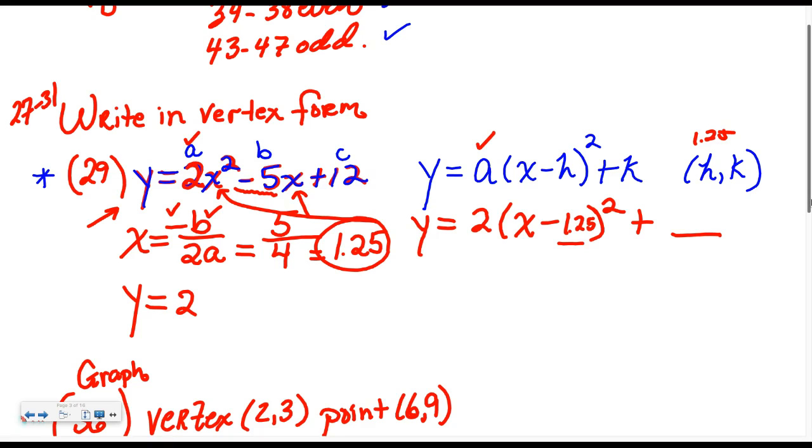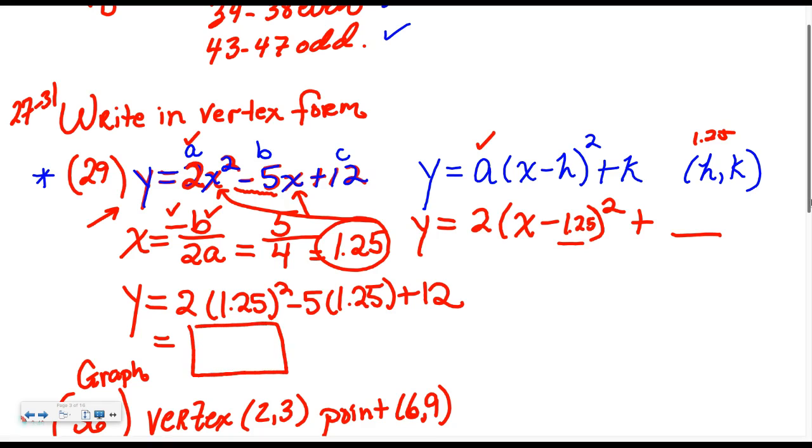Just pause the video. You need to do 2 times the x value squared minus 5 times the x value, should show all this work, plus 12. Then you'll go to a calculator, do it. Raise your hand and I'll come check it before you move on. Whatever you get there, it's going to go right here. And this will be your answer.